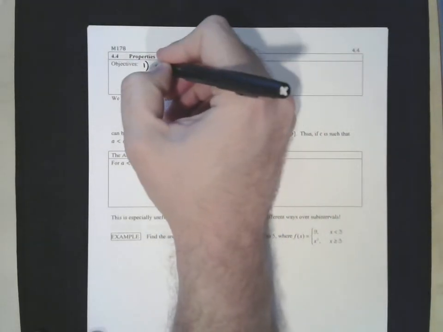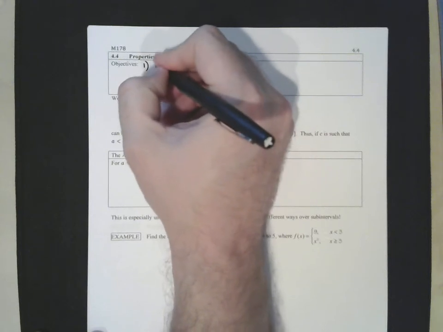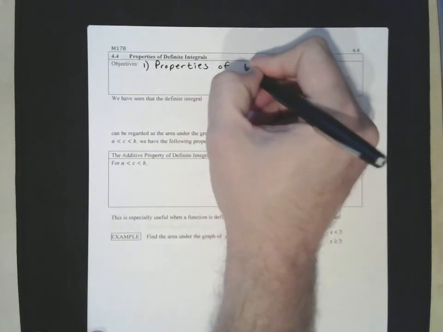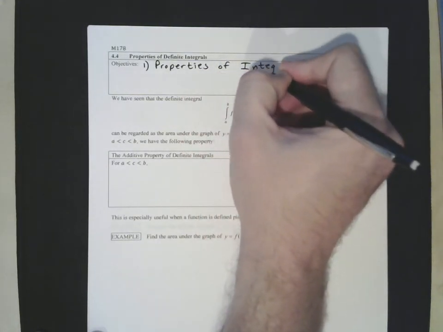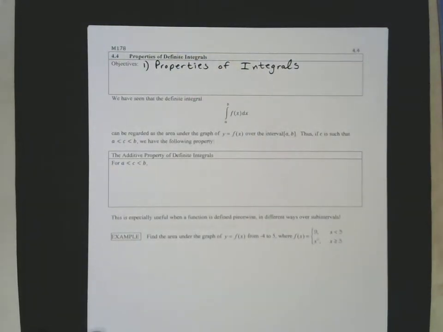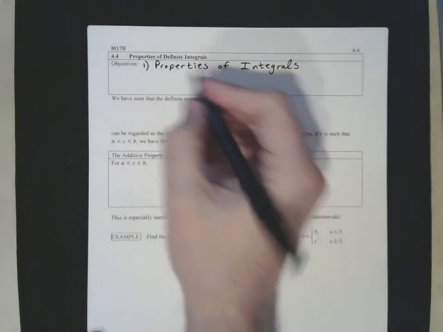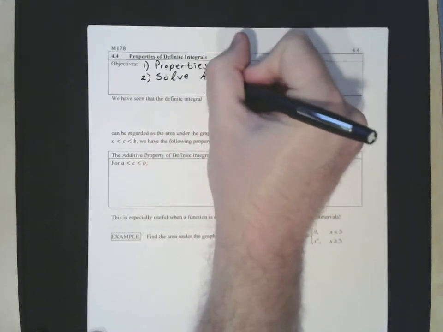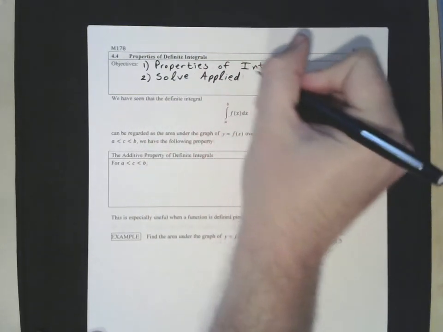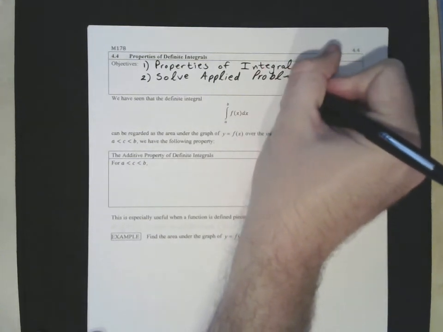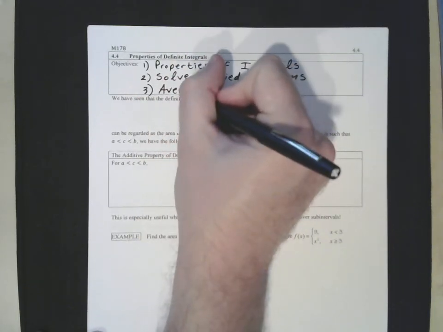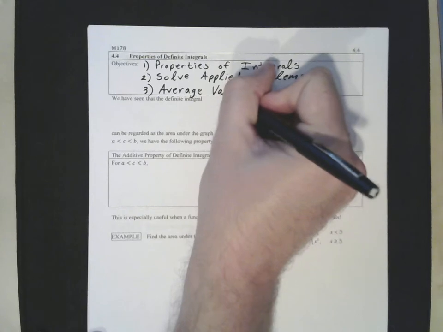The first is to look at properties of integrals. This is our big overarching objective through the whole thing, so we'll be trickling these in slowly. Number 2 is to solve applied problems. And number 3 is a very specific application that we call average value of a function.